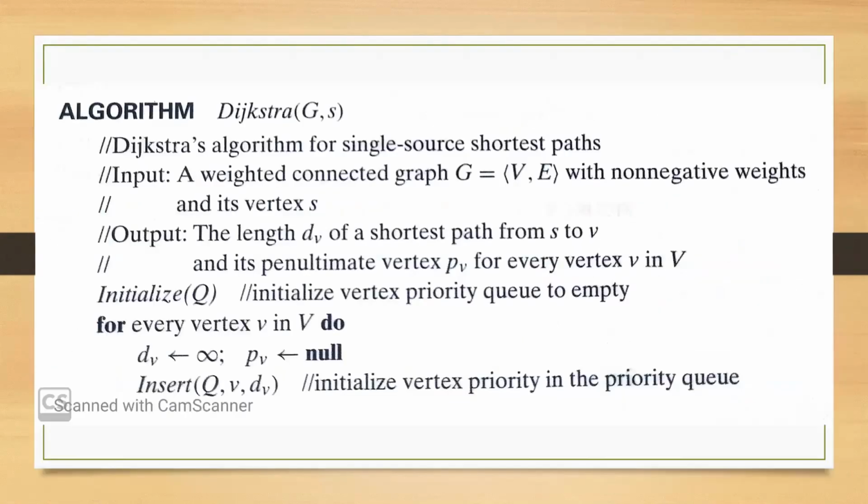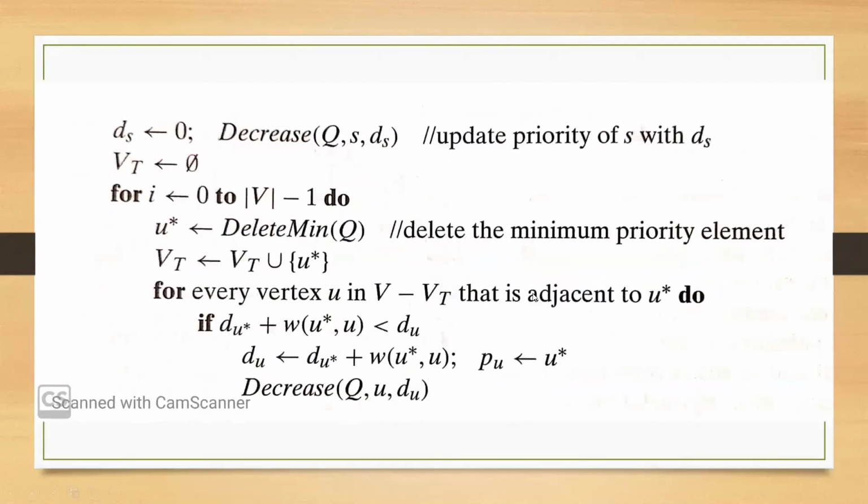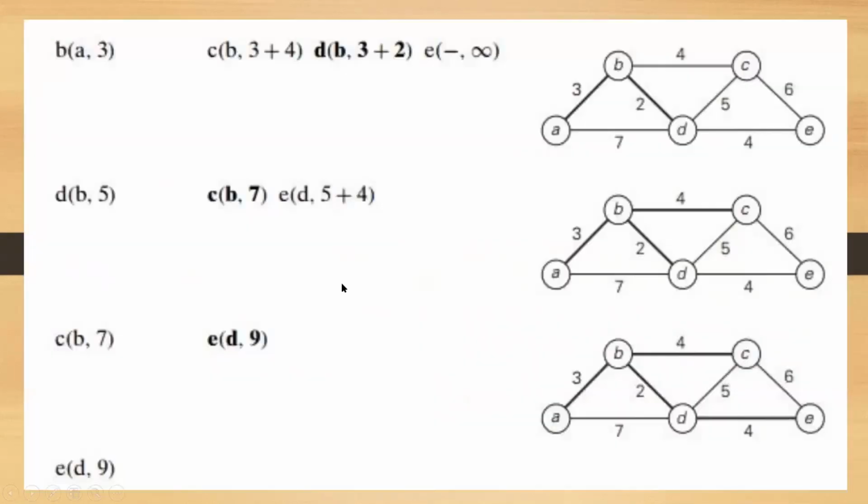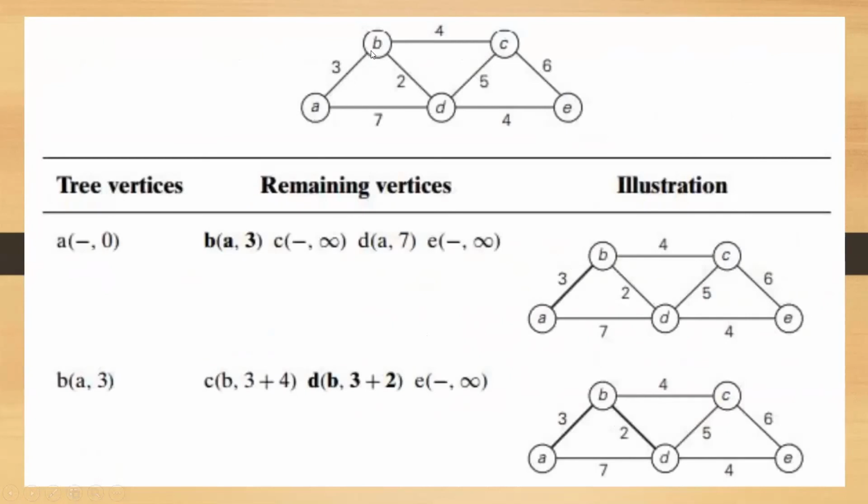Now what the algorithm tells, and that is adjacent to U star, do what you have to do. You have to calculate the distance. If du star is distance of the source vertex currently. Now u star contains the source vertex. Du star plus weight of u star comma u is lesser than distance of u. A is u star in the example, B is u, and as well as D is also u. So whichever vertices that are adjacent, all of them are u vertices, u.